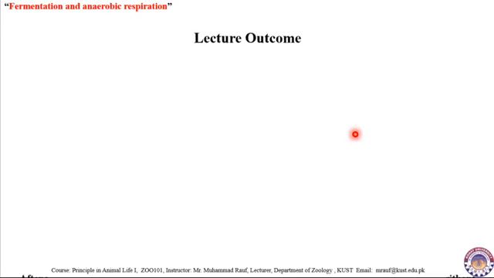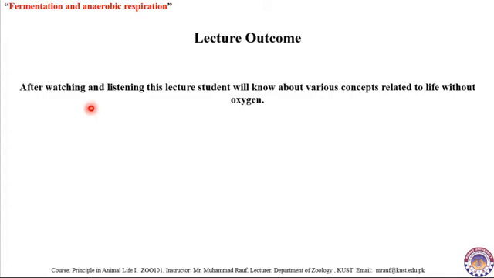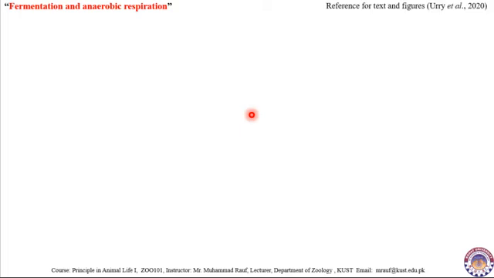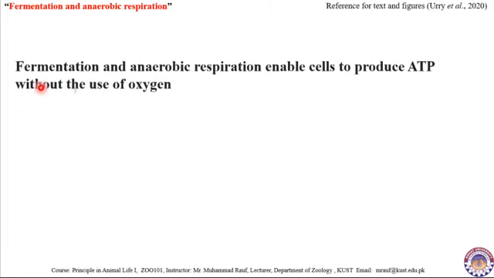Lecture outcome. After watching and listening to this lecture, students will know about various concepts related to life without oxygen. Introduction. Fermentation and anaerobic respiration enable cells to produce ATP without the use of oxygen.